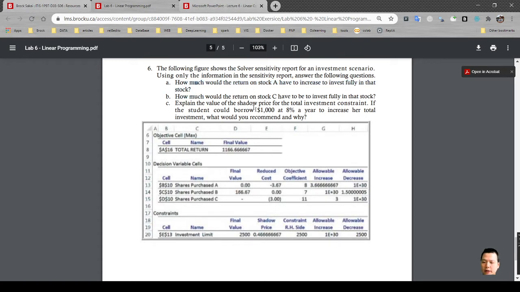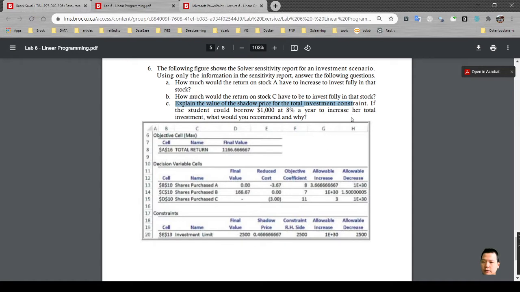I don't think that I need to write it out, right? Let's just do this. And how much should be the return on C? It's the same question as question A, right? And here this one means 0, and this parenthesis means negative. So A is 3.67, so C is $3, right?